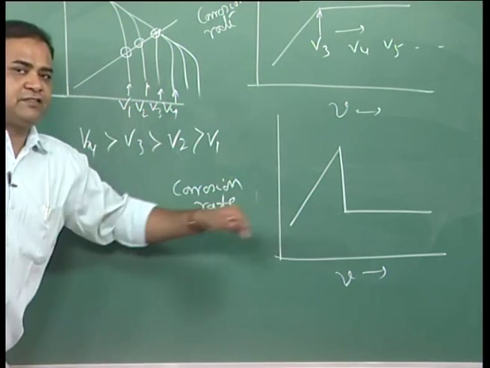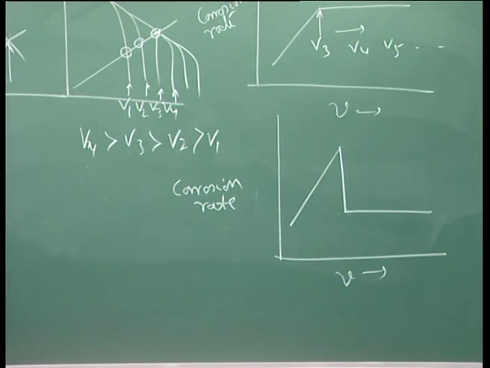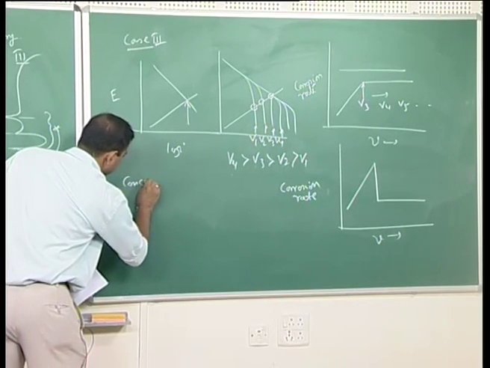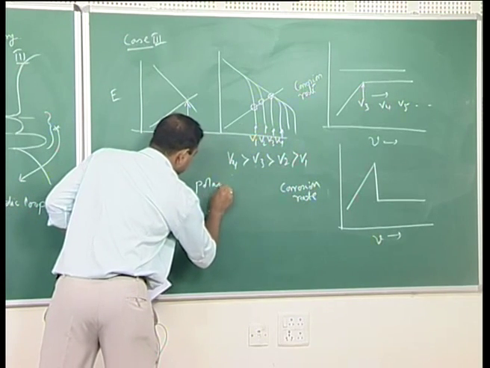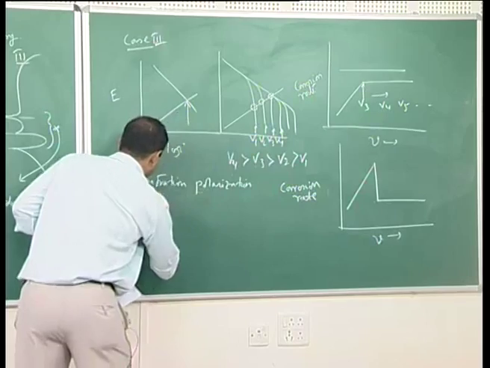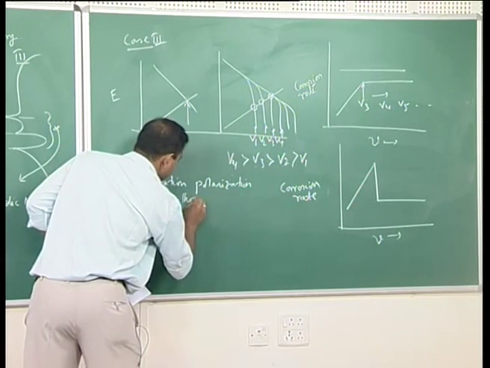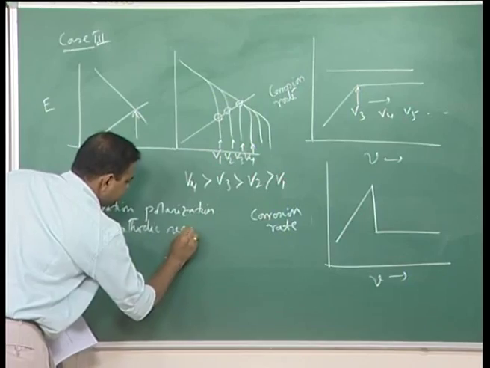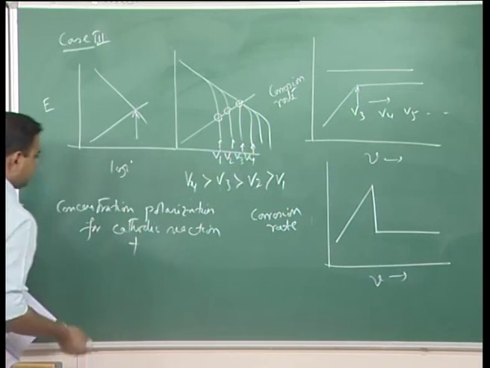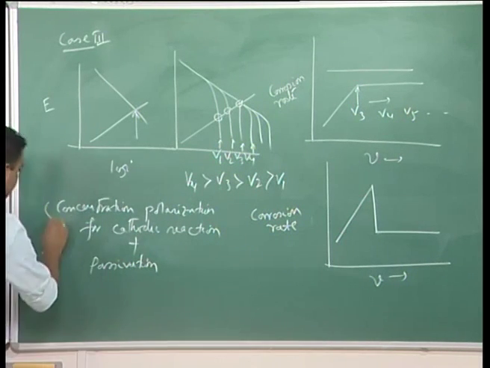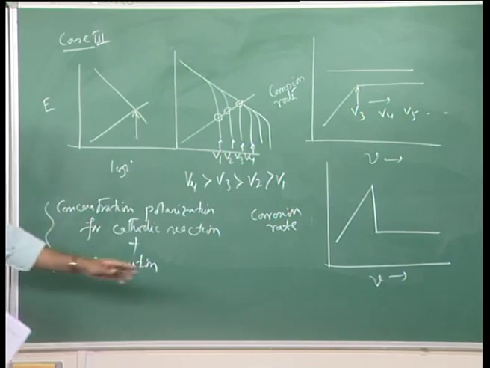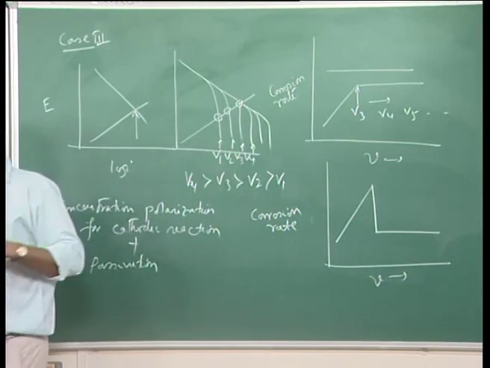And in order to understand this, that time I mentioned that we need to understand the passivation. Basically, this curve relates to 2 phenomena. One is concentration polarization for cathodic reaction, plus passivation. So, these two things will combine together and then give you this sort of corrosion rate.